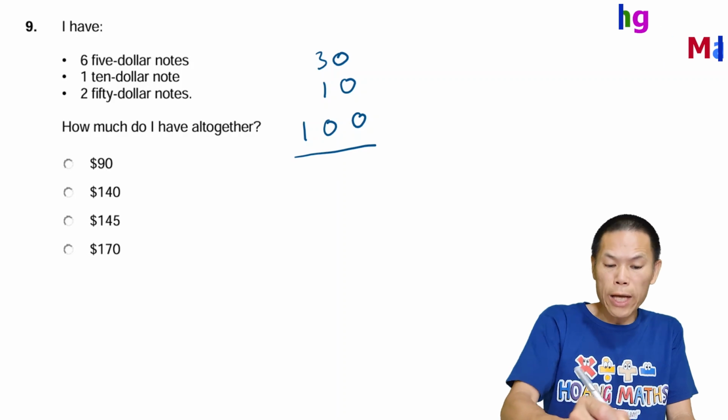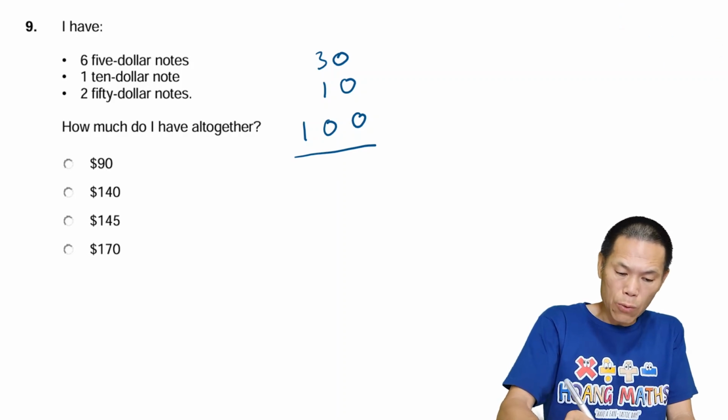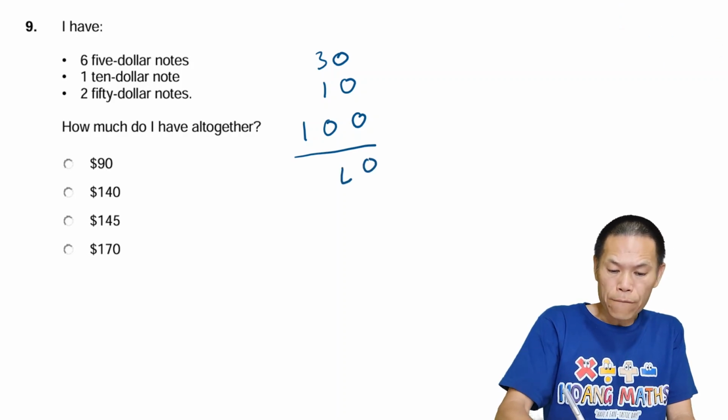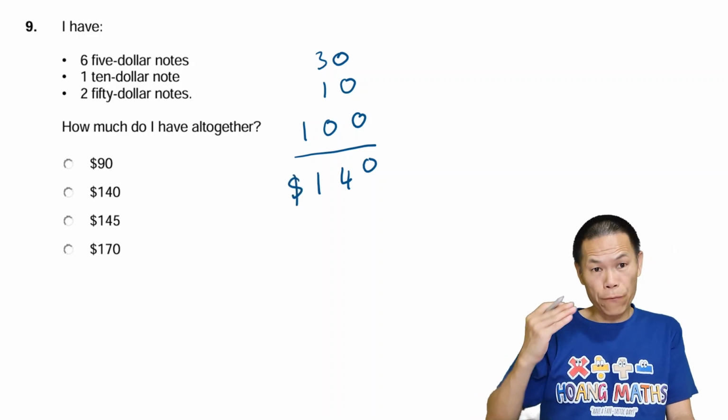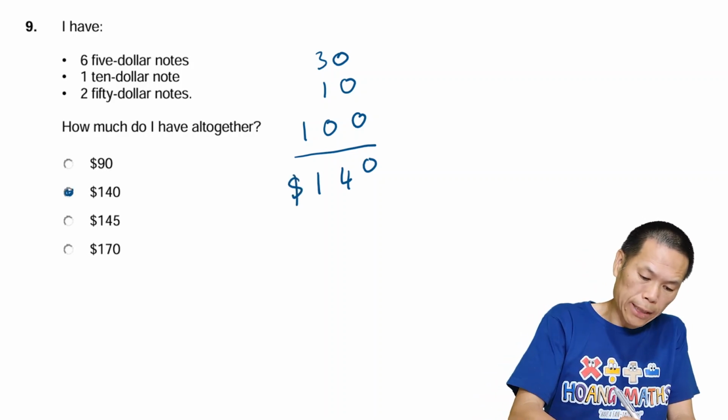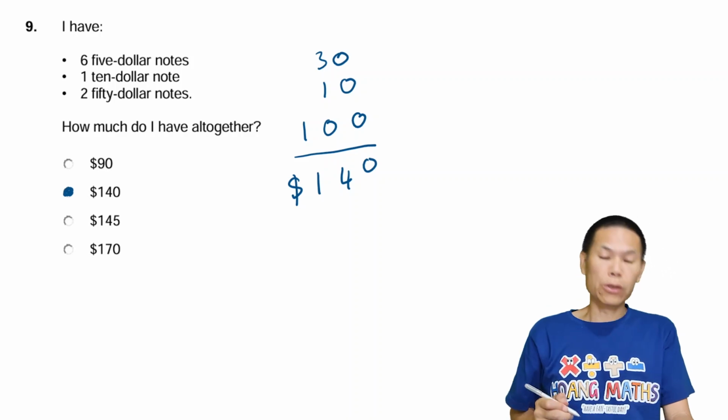So now what I do, I just add them up. So that will give me 0, 4, 1. So that is $140. So that's the answer. So there you go.